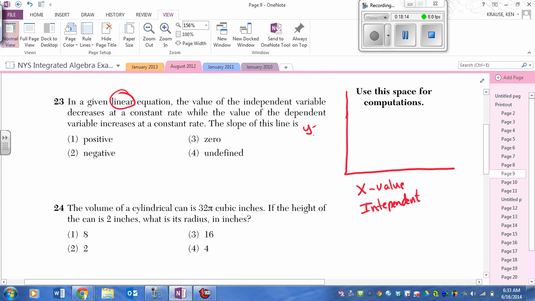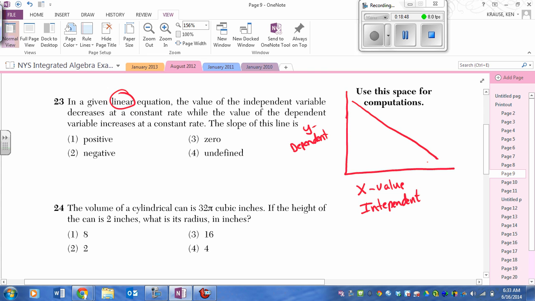And the y values are the dependent. It's just because if we plug in a number for x, y depends on whatever x is. So what it's saying is the independent variable is decreasing, so getting smaller, while the value of the dependent variable increases. So that's going to look like this.